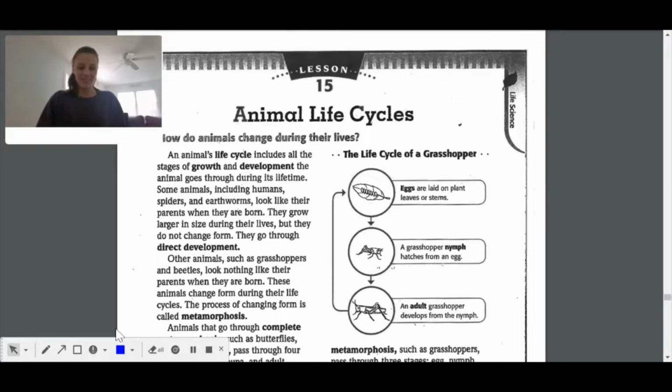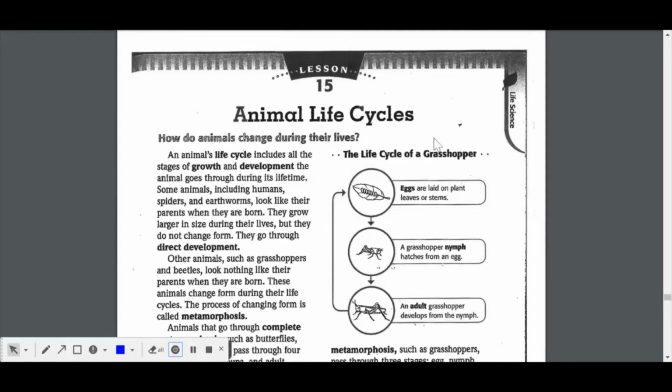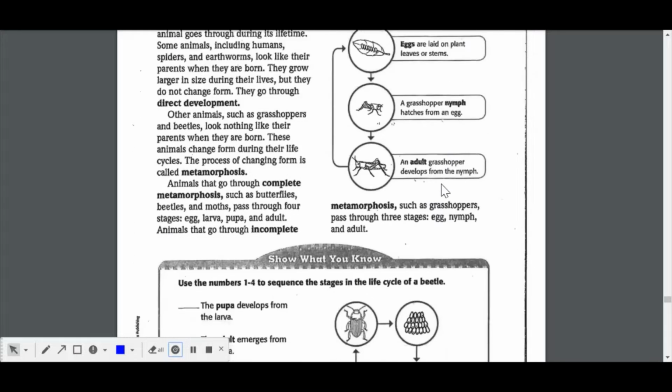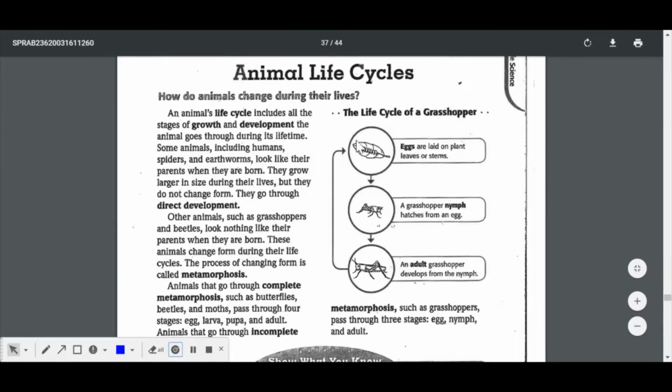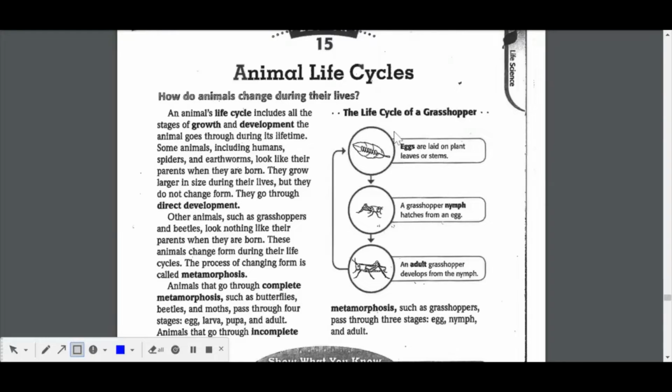Looking at the first reading, we are on page 23, and it's called Animal Life Cycles. A lot of these readings are science readings. This one is talking about life cycles. We've learned about life cycles of plants and of different animals, and this one is focusing on the life cycle of a grasshopper. It starts with the eggs, then moves to the nymph, and then an adult grasshopper. So it goes through these 3 main stages.